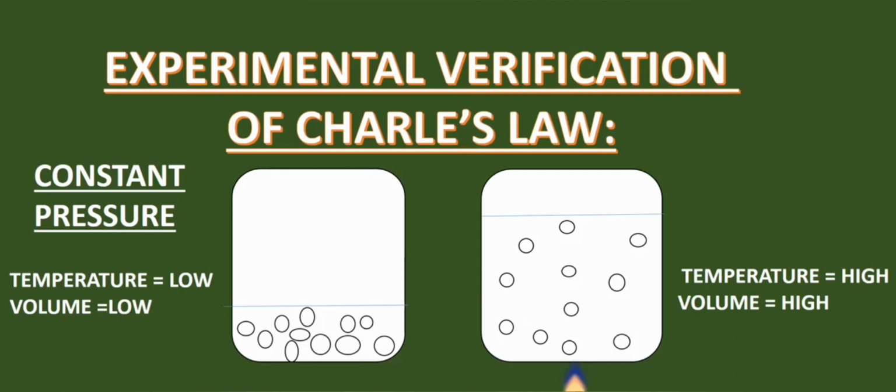So due to the increase in the volume, the number of collisions per second with the walls of the container does not change with the temperature. So here, the pressure of the gas remains constant. Or simply, we can say that when the temperature is high, the volume of a gas is also high. It means that the volume and the temperature are directly proportional to each other.